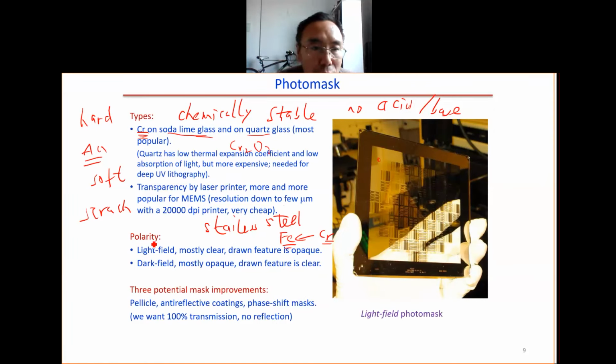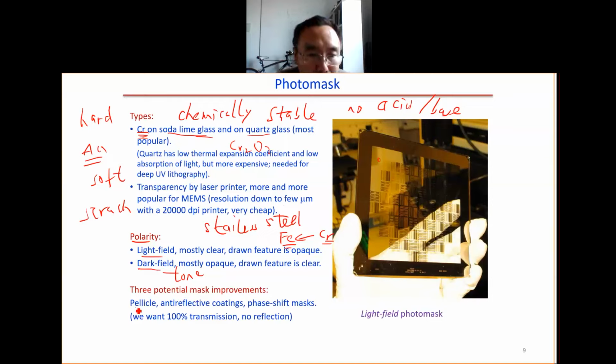For the polarity, it can be a light field like this, where most of the area is transparent and some area is opaque. It can also be a dark field, where most of the area is opaque and other areas are transparent. Which polarity to use depends on what tone of resist you use. For example, a positive resist with light field will give you the same pattern as a negative resist with dark field.